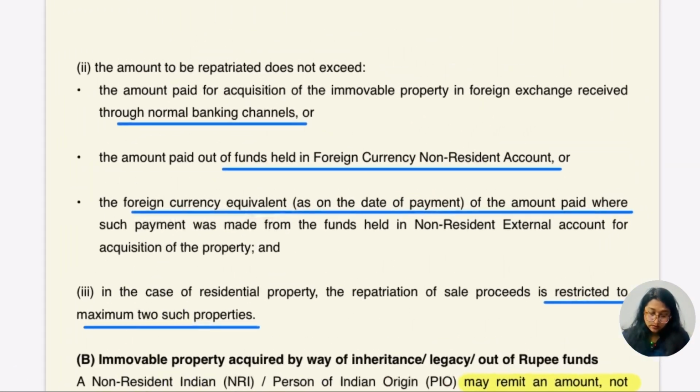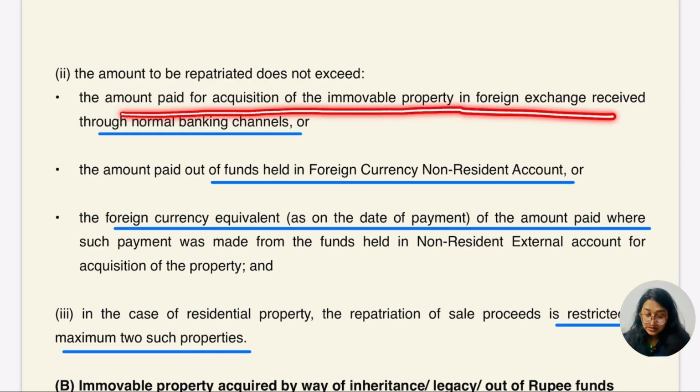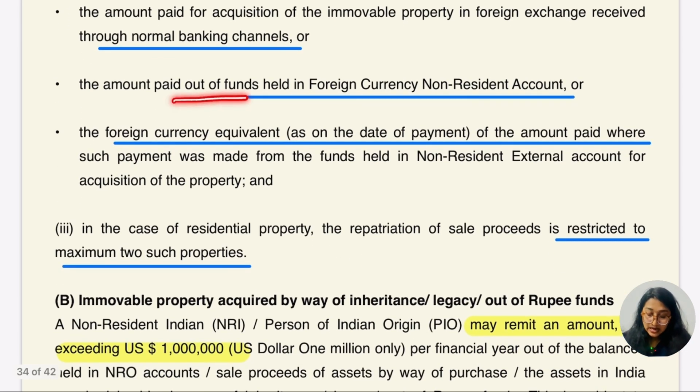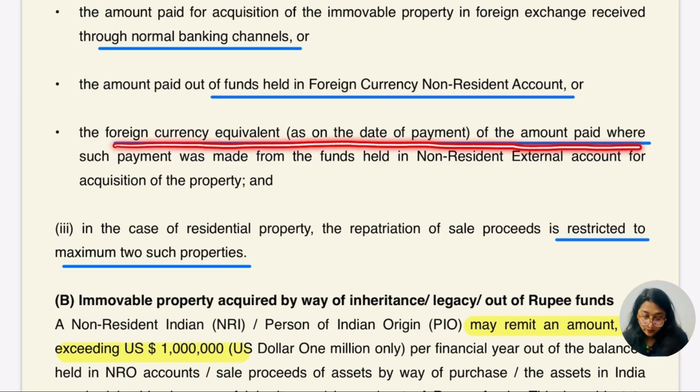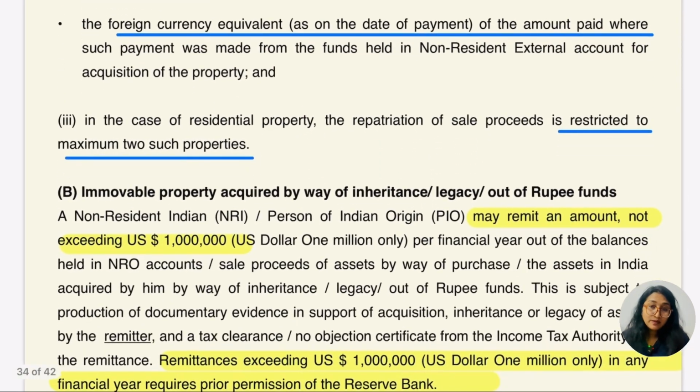Okay, so the points are: the amount to be repatriated does not exceed the amount paid for the acquisition of immovable property in foreign exchange received through the normal banking channel, or the amount paid out of the funds held in the foreign currency non-resident account, or the foreign currency equivalent as on the date of payment, where such payment was made from the funds held in a non-resident external account for the acquisition of the property.